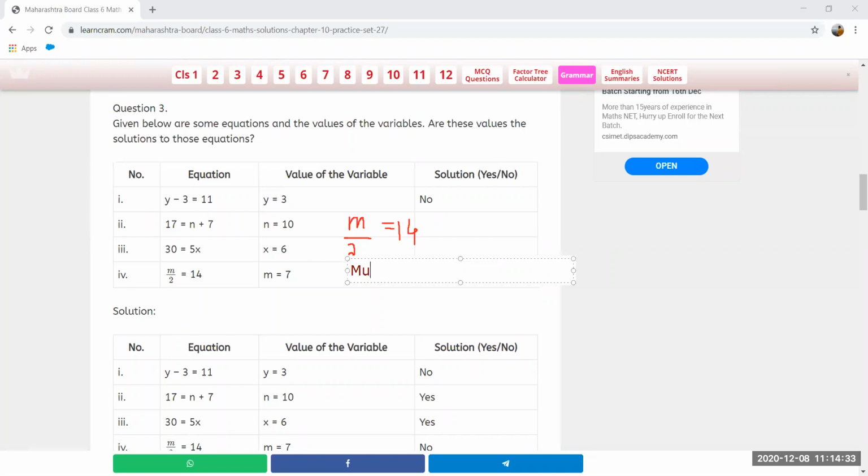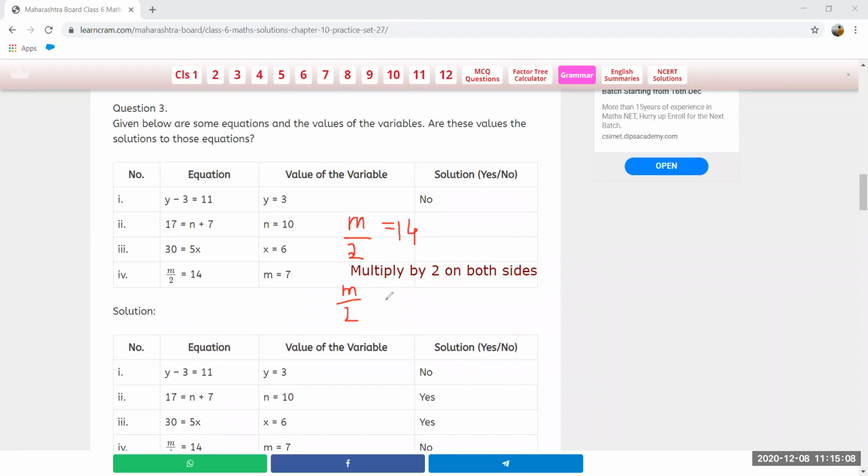So we are going to multiply by 2 on both sides. Yes. Okay. Now after multiplying by 2 on both sides, if we multiply this 2 on both sides, then our equation will remain as it is. See, m by 2 will remain as it is.